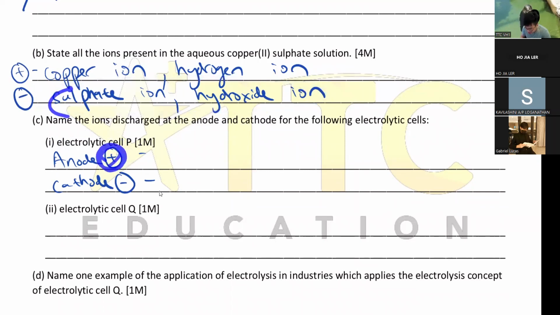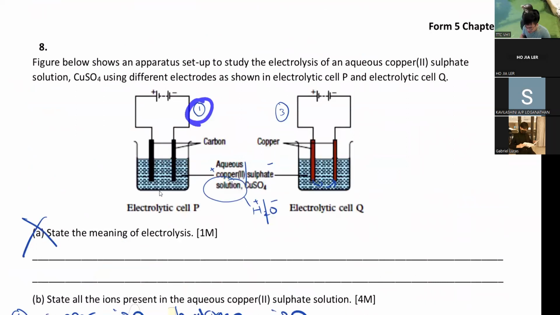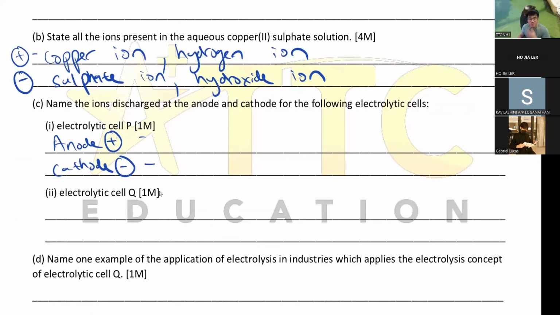Okay. Anode will attract anion. So P is situation 1, right? So who will be chosen? Which girl will be kicked out of the water? Anyone? Which girl will be kicked out? Yes, your hydroxide ion. Good. Okay, what about cathode? Copper or hydrogen? Who will be chosen? Who is the uglier guy here? Is it hydrogen or is it copper? Yes, copper. Good. So copper ion will be chosen.